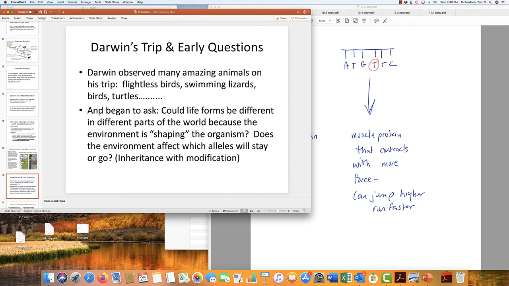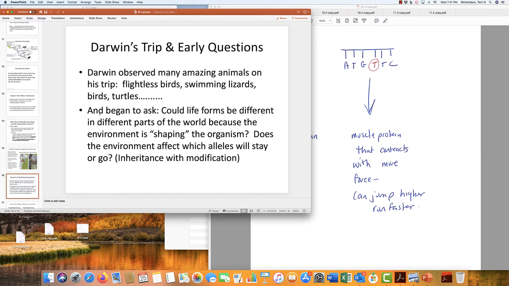Birds that didn't fly, lizards that swim, crazy stuff. He started to ask himself, could these life forms, these organisms, be different in different parts of the world because the environment is having an effect on that organism? The answer is yes.